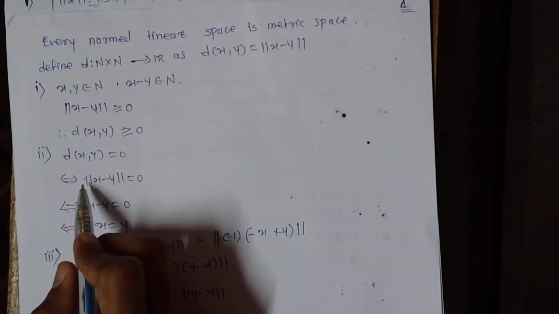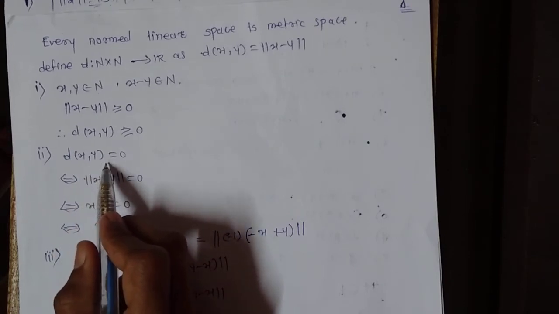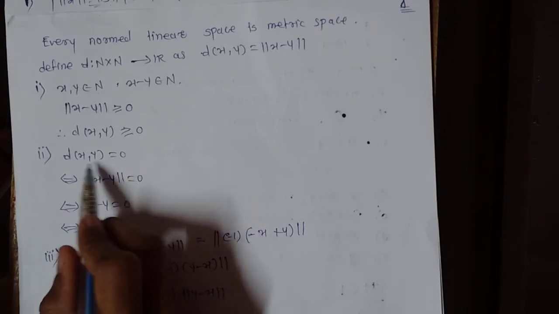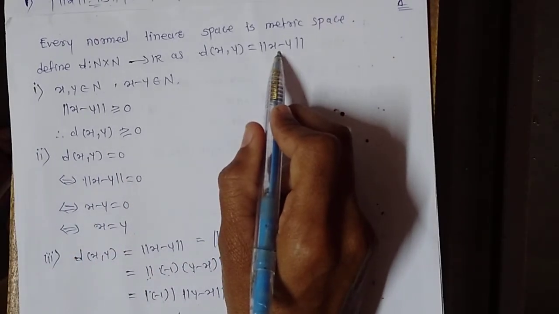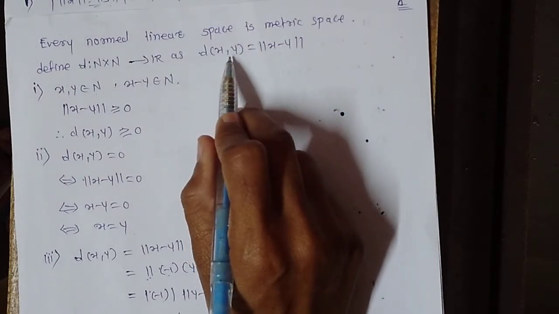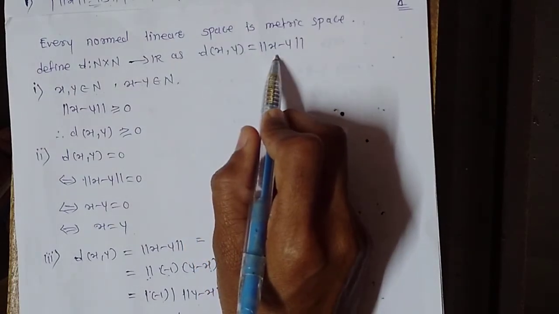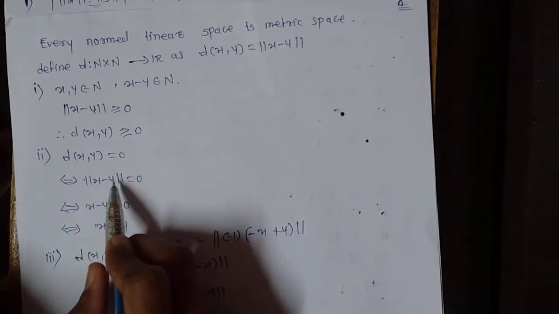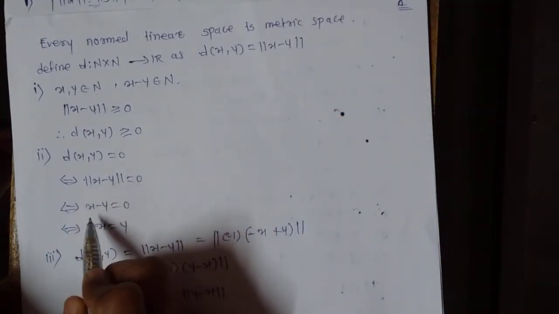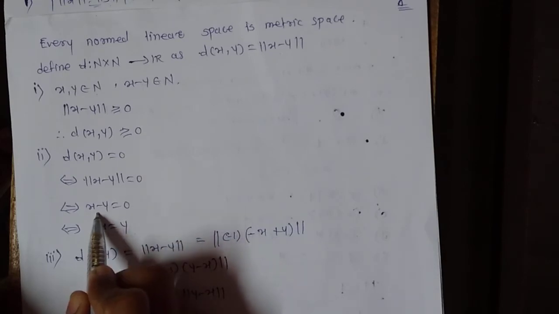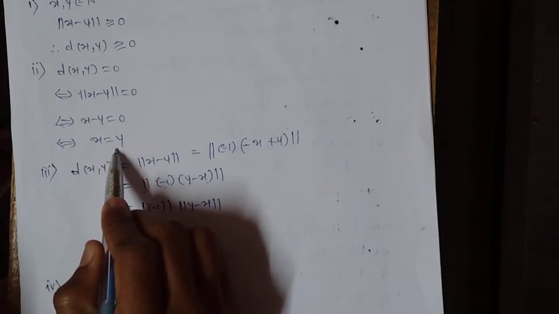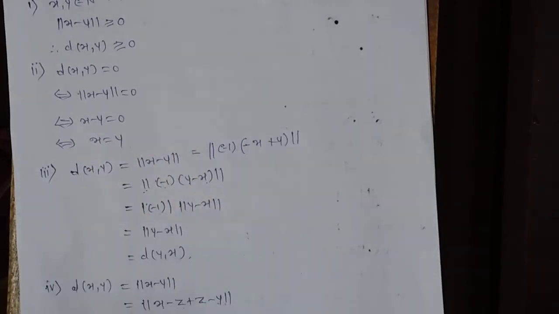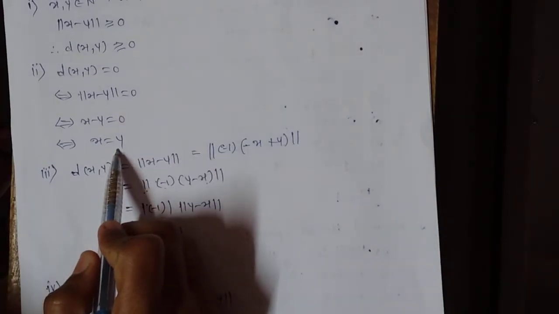Now the distance of x, y is equal to 0. If the distance of x, y is equal to 0, it is possible only when the norm is 0. Distance here is defined as the norm of x minus y. Therefore the norm of x minus y is 0 if and only if x minus y is equal to 0. That means x is equal to y. X minus y is equal to 0 only when x and y are the same. This is our second property.